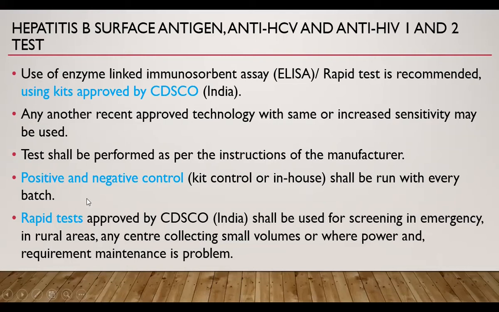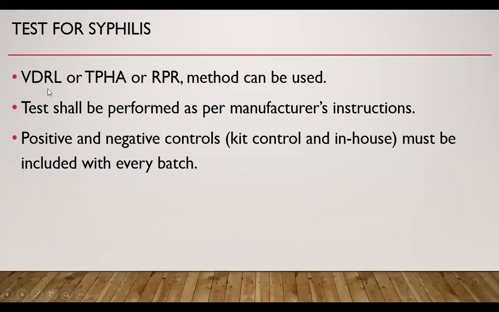Now a bit about rapid tests. Rapid tests approved by CDSCO for India shall be used for screening in emergency, in rural areas, or any center collecting small volumes, or where power and maintenance requirements are a problem. So only in this scenario should the rapid test be used. Otherwise, at least ELISA or nucleic acid testing is used. For syphilis, VDRL or TPHA or RPR method can be used as per manufacturer's instructions, and positive and negative controls must be included with every batch.